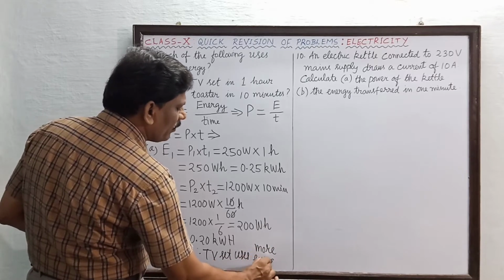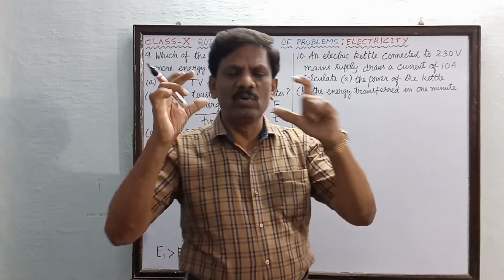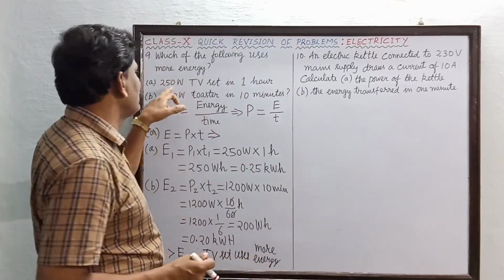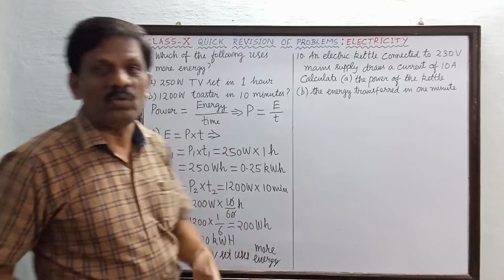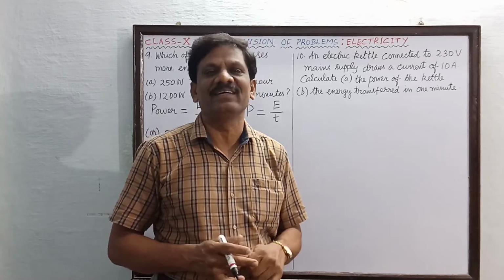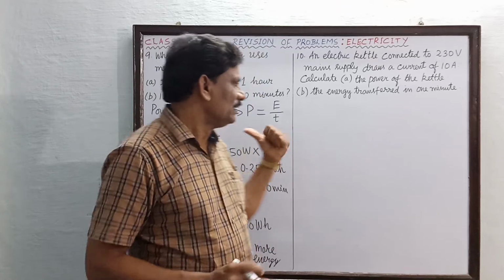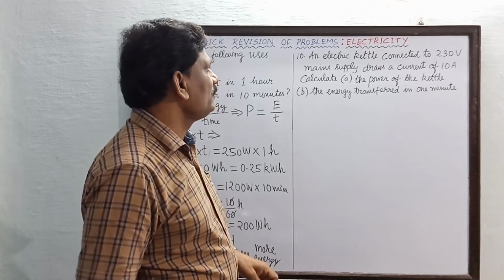Very simple problem it is. But some students will look at the numbers and guess wrongly, because the power of the TV set is only 250 watt and the power of the toaster is 1200, so they may think it must consume more energy. But the time is also a very important factor here. I hope this problem is easy. Now the 10th sum.